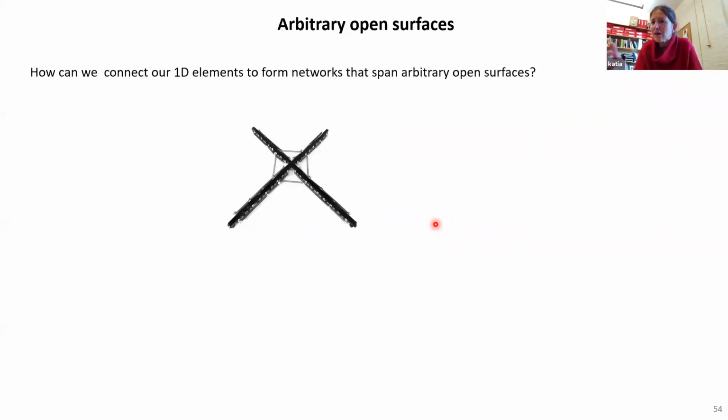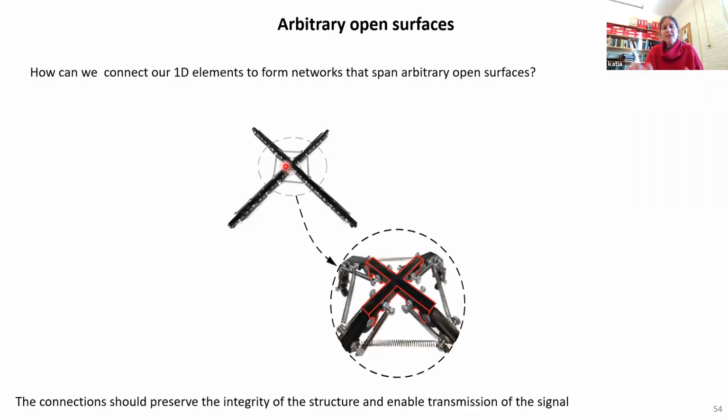A very simple design is I can take 4 of these linkages and connect them right at one end. You have a 4-way connection here. In order for this to work, however, the connection should first preserve integrity. You should keep these 4 legs together. But another important point is this connection should make sure that the wave can propagate from one leg to the other leg. It propagates basically from one linkage to the other linkage.